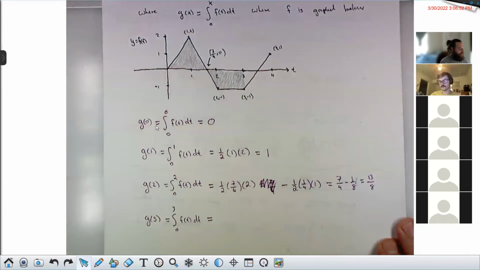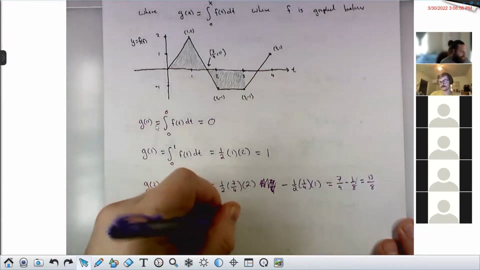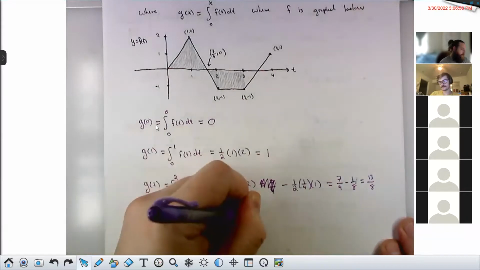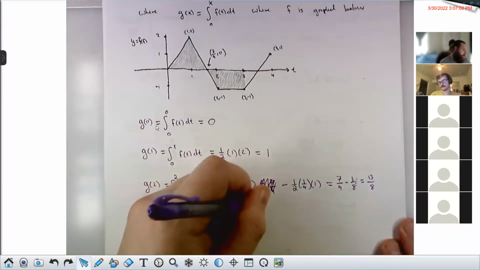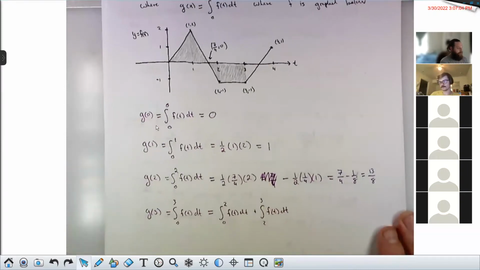So the slick way to do this is to take the integral from 0 to 2 and add to that the integral from 2 to 3. Right? This is all the area from 0 to 2. This is the area from 2 to 3. And together, those will give me all the area from 0 to 3.